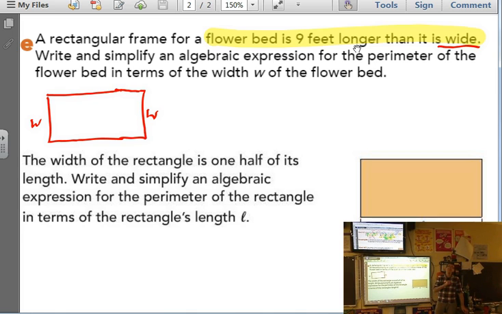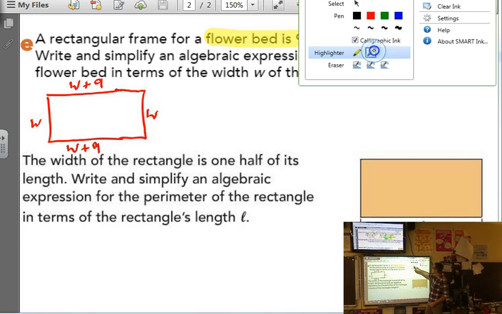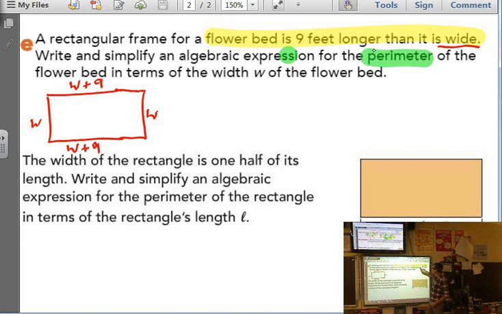If we can avoid introducing another variable, we would like to avoid that. Noah? W plus 9. If it's 9 more than, we could just say W plus 9. And then down here will be W plus 9. So then we want to write an algebraic expression for the perimeter.